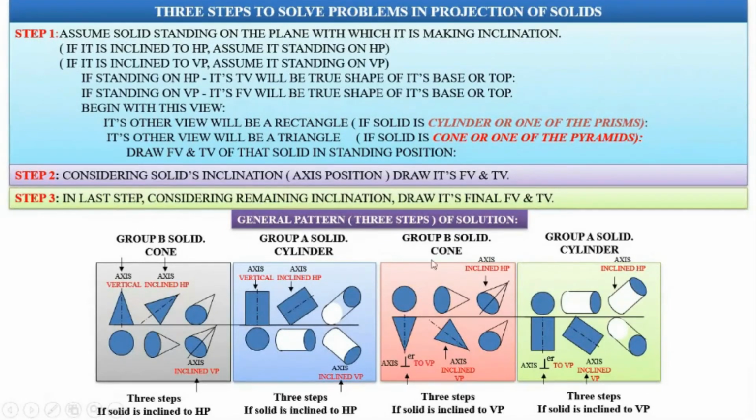Here, in the first figure, the front view is a circle and the top view is a triangle. The object is resting on VP. Here, the front view is a circle and the top view is a rectangle. That is, the object is resting on VP. So these are the four different conditions of cone, cylinder, again cone and cylinder, resting on HP and VP.